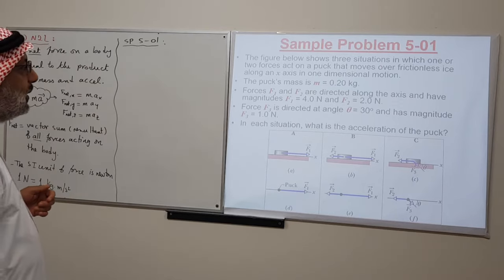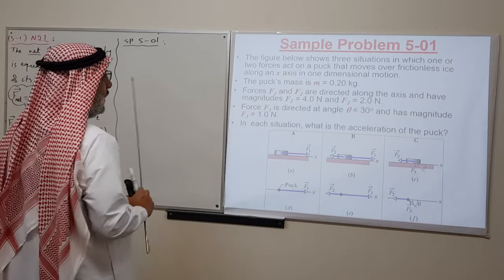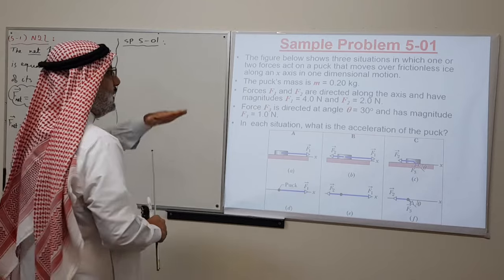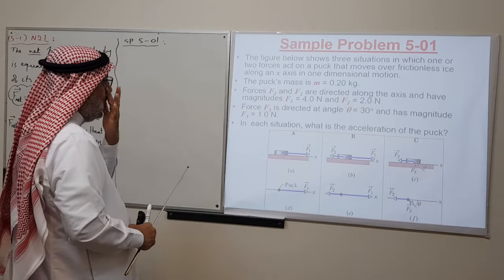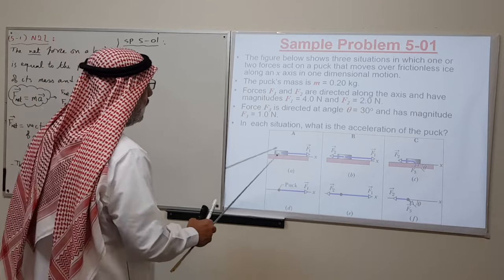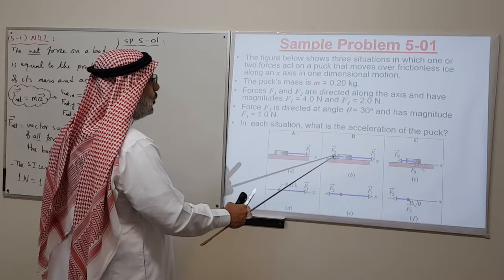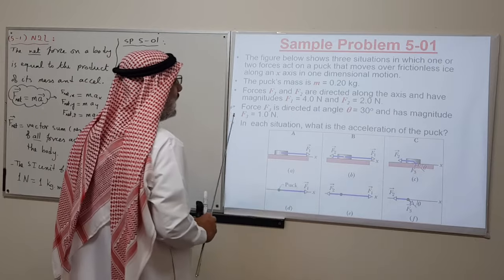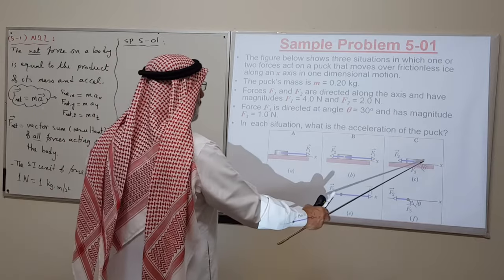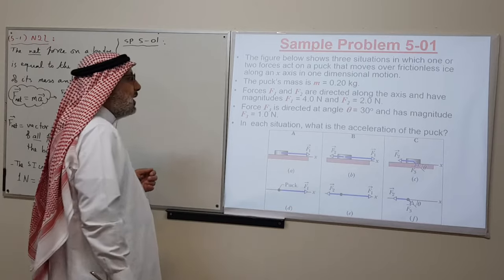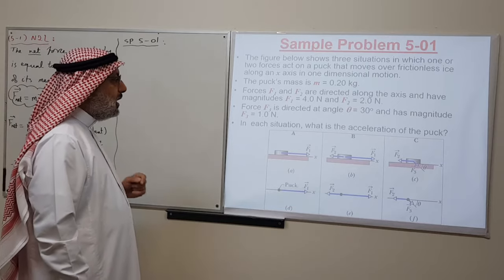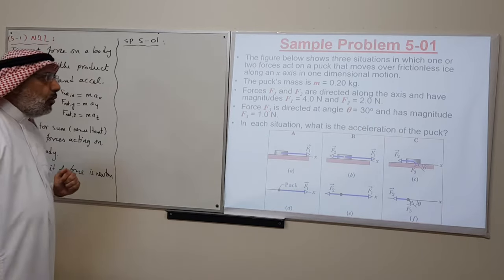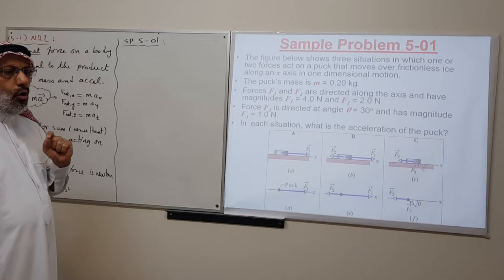The mass of the puck is equal to 0.2 kilograms. Forces F1 and F2 are directed along the axis, horizontal forces, and have magnitudes of 4 newtons and 2 newtons. Force F3, which is applied here, is directed at an angle of 30 degrees below the horizontal and has a magnitude of 1 newton. We have three situations. In each situation, what is the acceleration of the puck?